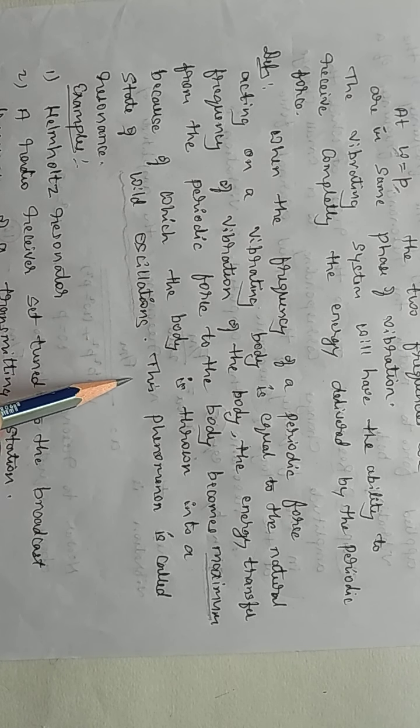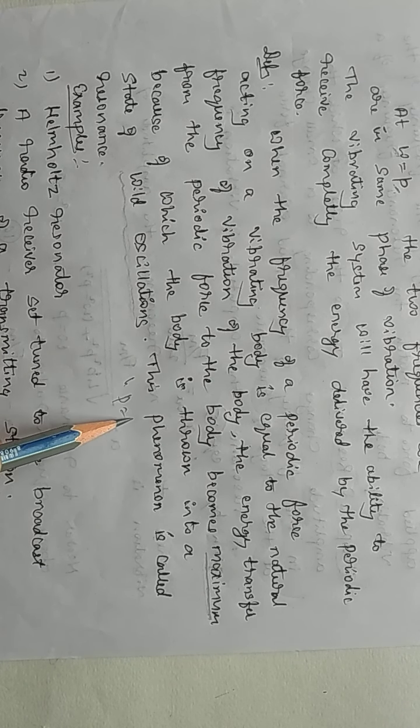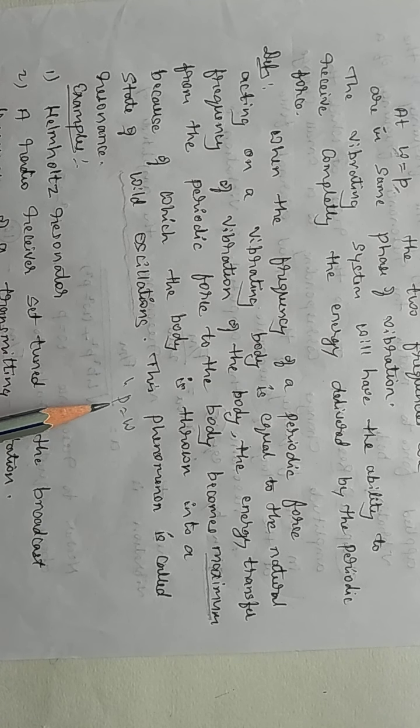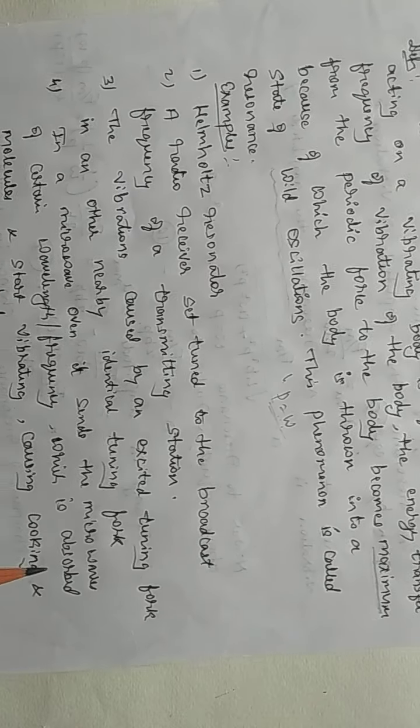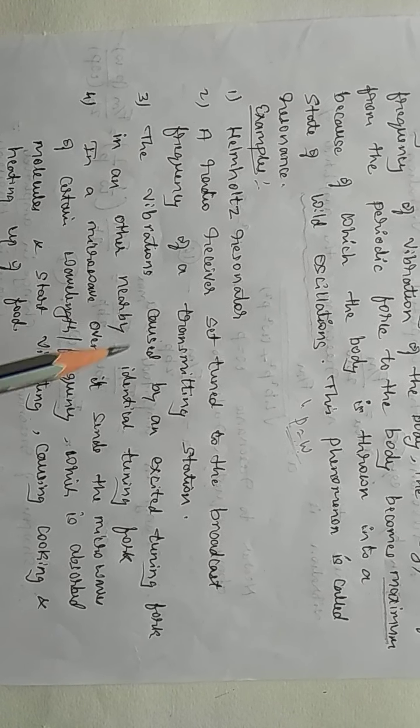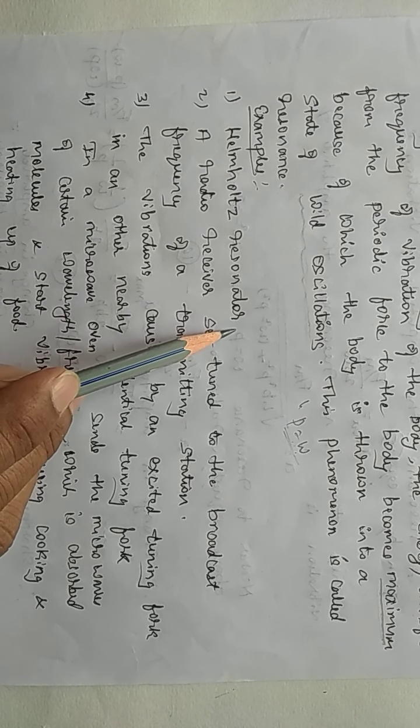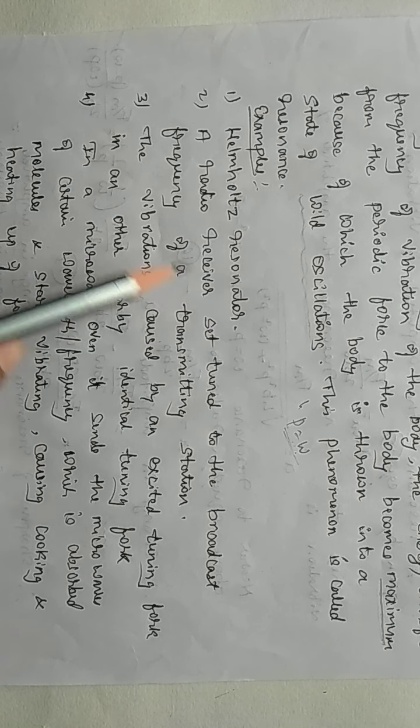In simple words, when P is equal to omega, we call it resonance. It means when the external periodic force matches with the natural frequency of the oscillating body, then the amplitude becomes maximum. So this condition is known as resonance. You can state it in this manner also. So what are the examples? Examples are the Helmholtz resonator. We will see it later.